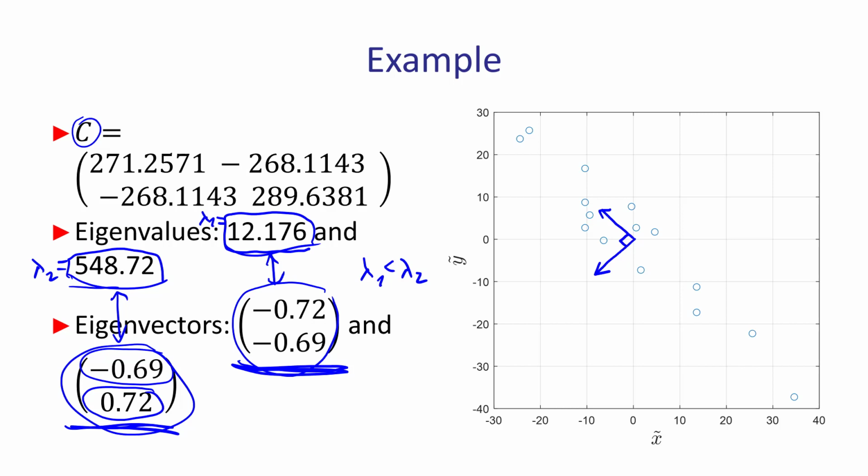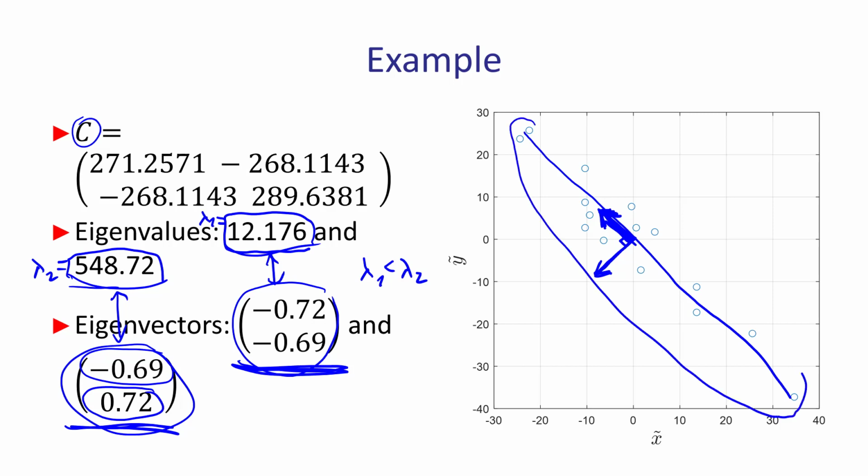So this is the less important principal direction, and this is the more important principal direction, because the eigenvalue here is larger, and this corresponds to the longer axis of the ellipsoid that we have here, and the shorter axis for the shorter one. So it probably should be something closer to that. This is how PCA works.